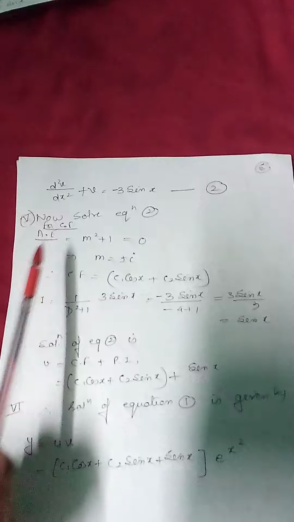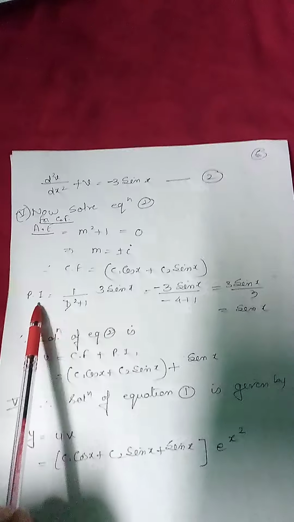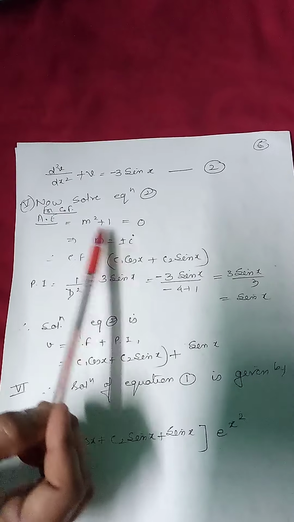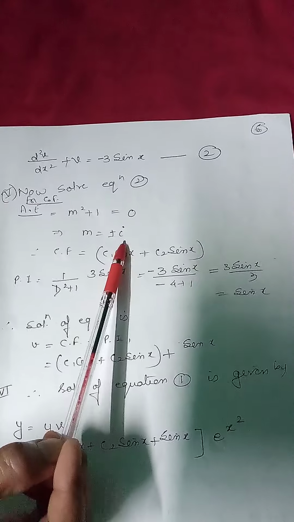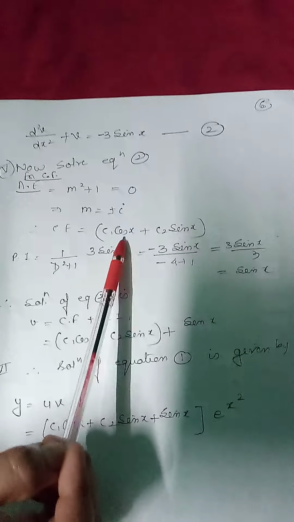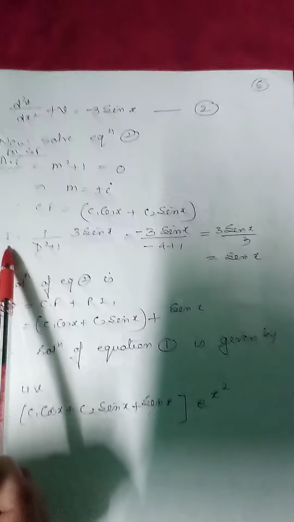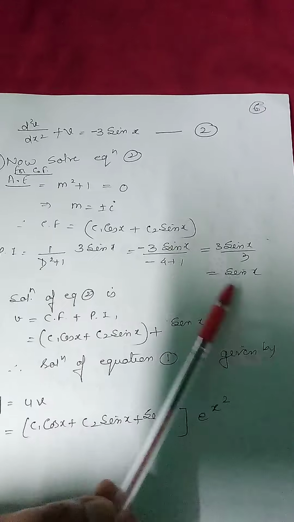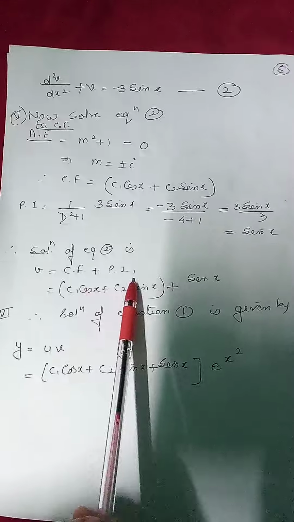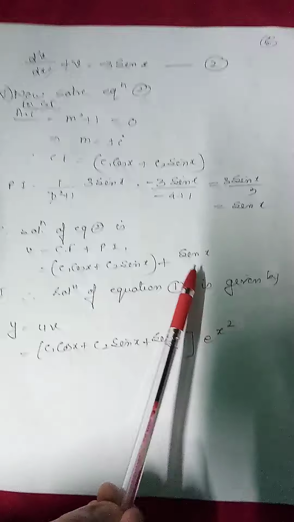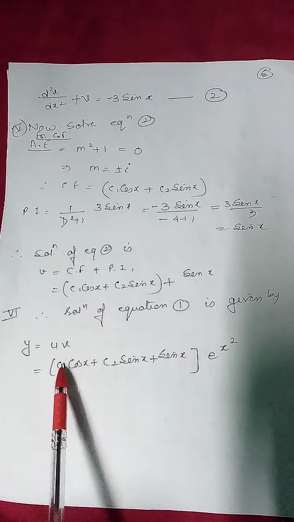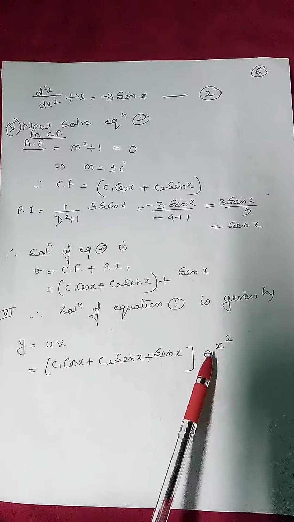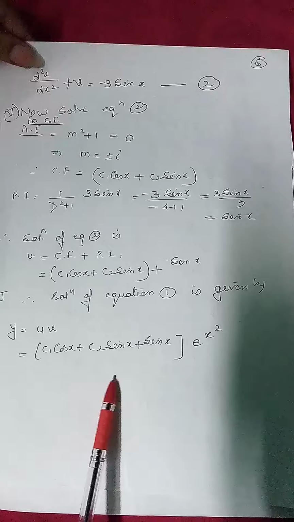Now solve this equation for CF and PI. For CF the auxiliary equation is m square plus 1 is equal to 0, m is equal to plus minus i, CF is equal to c1 cos x plus c2 sin x. PI is 1 upon D square plus 1 of minus 3 sin x, which is minus 3 x sin x upon 2. Then the solution of equation 2, v is equal to CF plus PI. Therefore the solution of equation 1 is y is equal to uv, that will be v and u. So this will give the solution of equation 1.